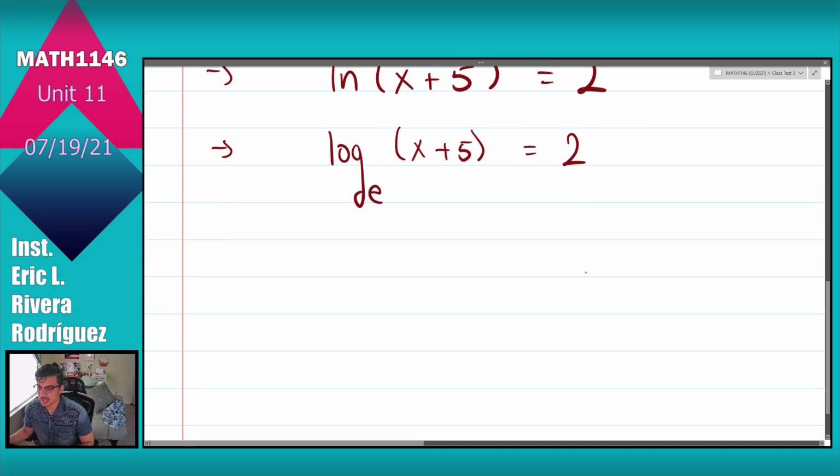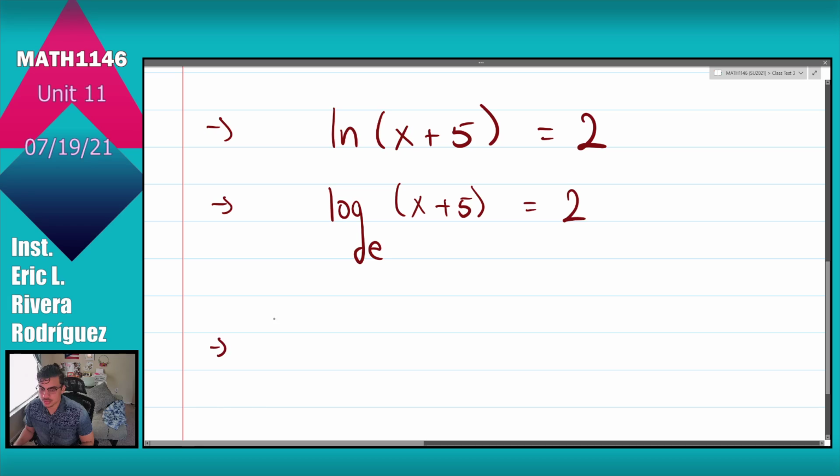Why do I want to see the base? Well, because in order to solve this exercise, I need to rewrite this equation as an exponential function. Using the base here, e raised to the power of 2, equals what I have on the right side, x plus 5. See that what I'm using is the inverse operation, the inverse function. The base raised to the power of 2 equals the argument.